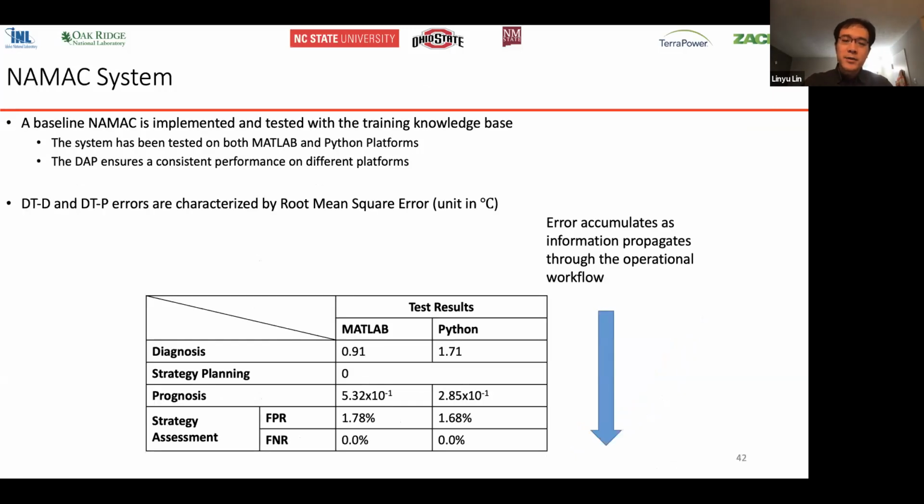So here it just shows how the NAMAC performs with all the digital twins implemented, and to test the scalability of our NAMAC system on different computer platforms, we have implemented the NAMAC system on both MATLAB and Python platforms, and we found a consistent performance from different platforms. That means our system has good software scalability with respect to computer platforms.